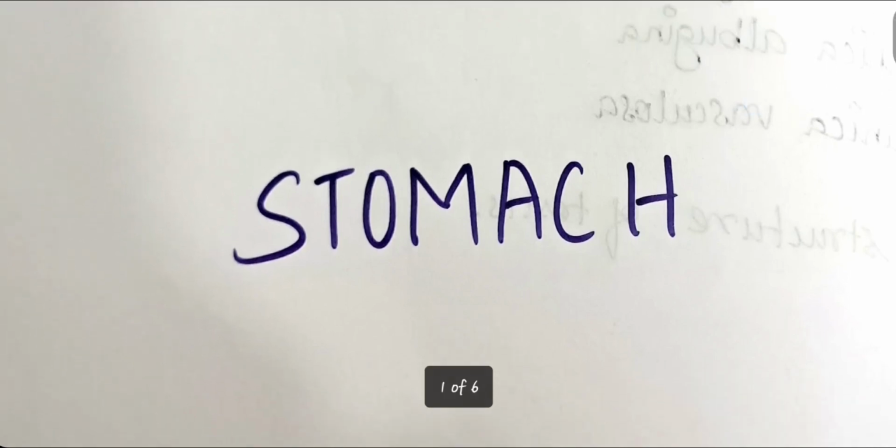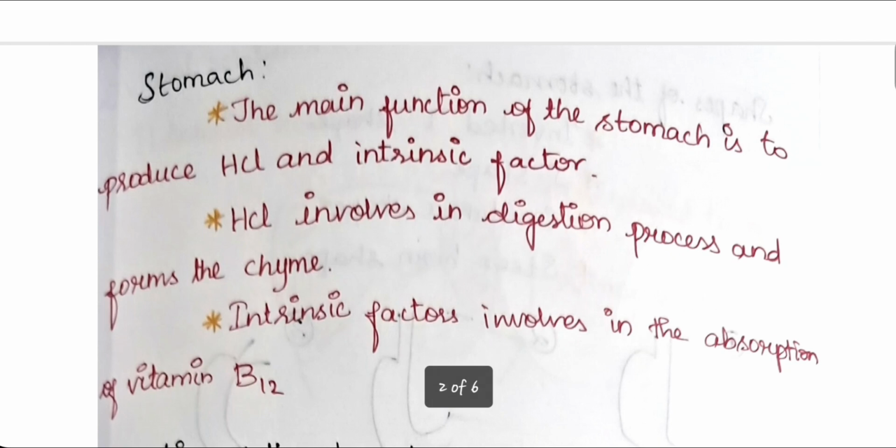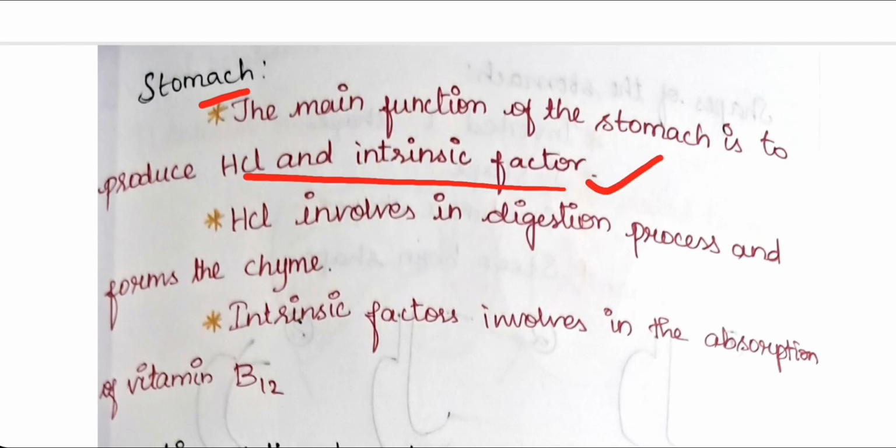Let's see about the stomach. Normally the stomach is the distensible organ in the abdomen. First, in the introductory part, we are going to see the function of the stomach. The main function of the stomach is to produce HCl and intrinsic factor. HCl is involved in the digestion process and gives the acidic medium in the stomach, whereas intrinsic factor is involved in the absorption of vitamin B12.